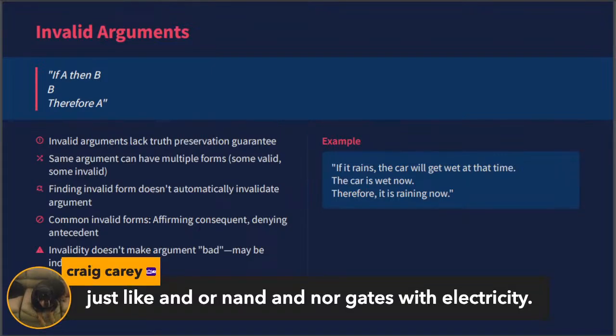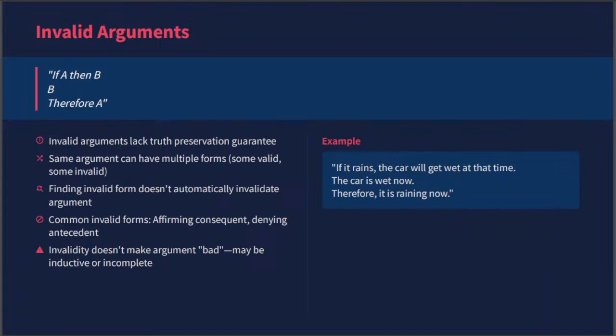Craig Carey says, just like AND or NAND and NOR gates with electricity. Well, exactly. Those are called logic circuits. Indeed, they relate exactly the same way. Each proposition is a binary. It's an on or off condition. So, yeah, these are the basics of electronics that you learn, the different gates. Indeed. Let's continue.